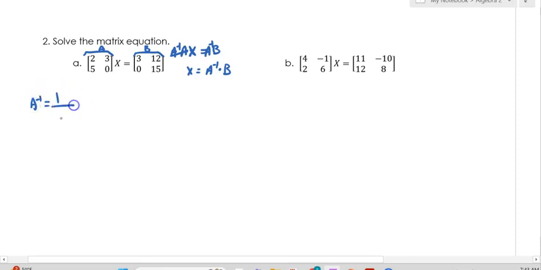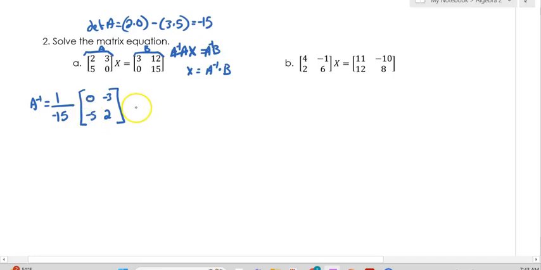So remember, we're going to do 1 over the determinant. All right, the determinant of A is 2 times 0 minus 3 times 5. So 0 minus 15, so it's negative 15. All right. And then times, we've got to rearrange matrix A. The 2 and the 0 switch locations. The 3 and the 5 switch sides.